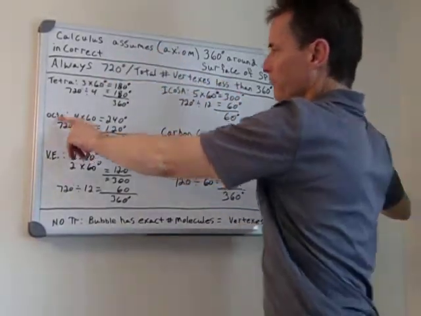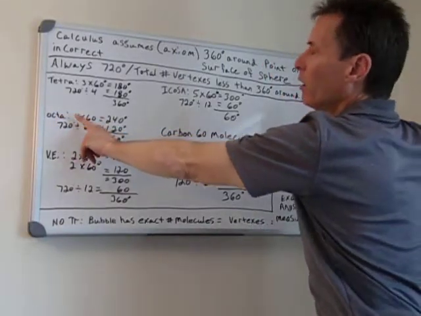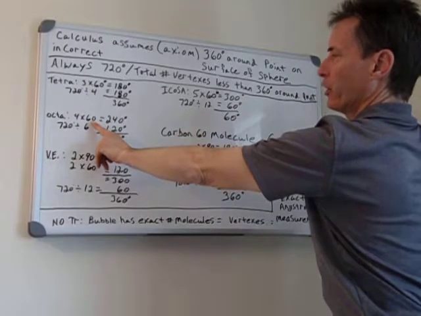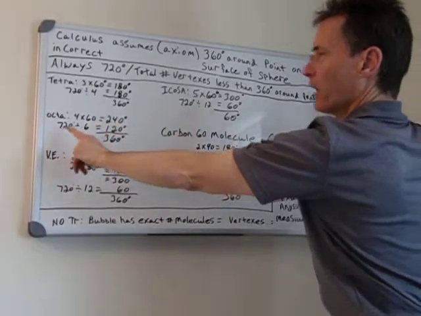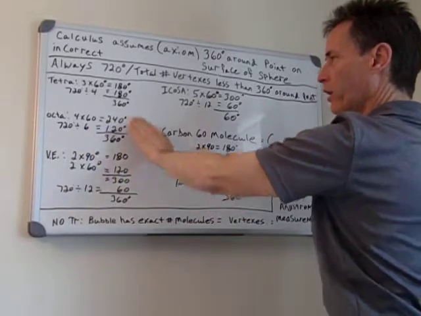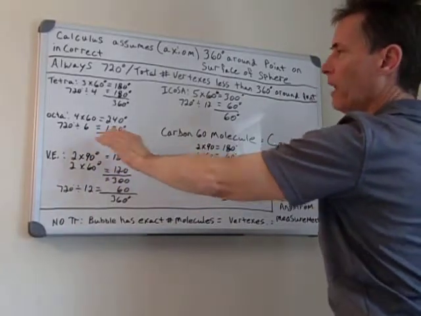The octahedron has 4 triangles around each vertex at 60 degrees each, which equals 240 degrees. 720 degrees divided by 6 is 120. 240 plus 120 is 360.